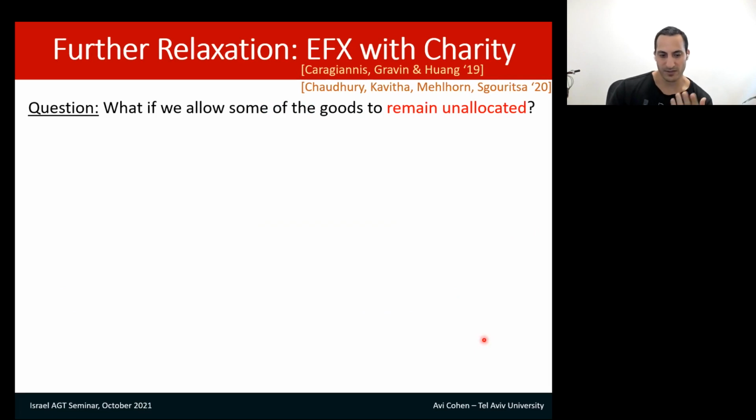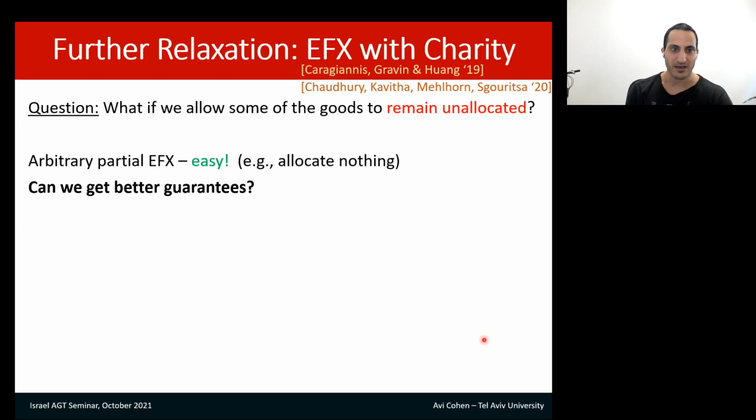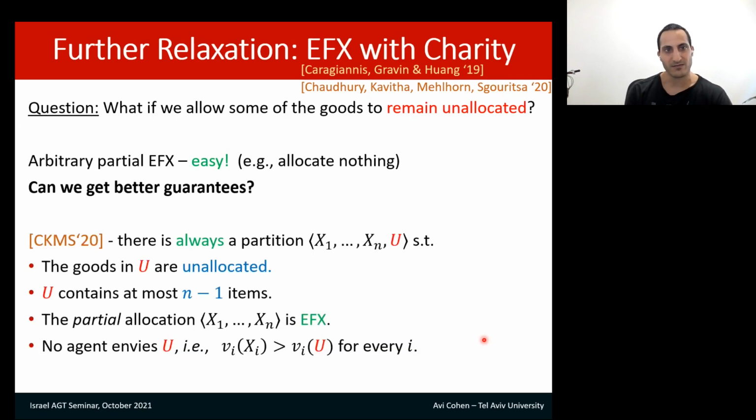Okay, so since the problem is so difficult to make some progress in, we have a further relaxation, which is EFX with charity. So we ask, what if some of the goods are allowed to remain unallocated and we don't have to allocate all the goods? If we just don't care how many goods we allocate, the problem becomes easy, we just allocate nothing. But we want some guarantee to be able to allocate a good number of the goods, to allocate as much as we can.